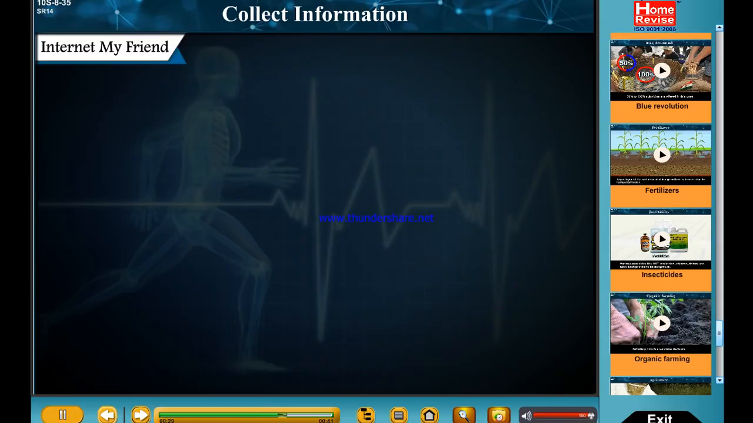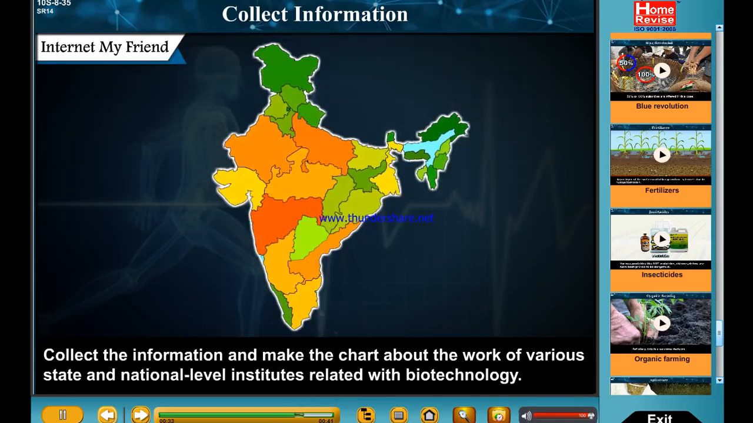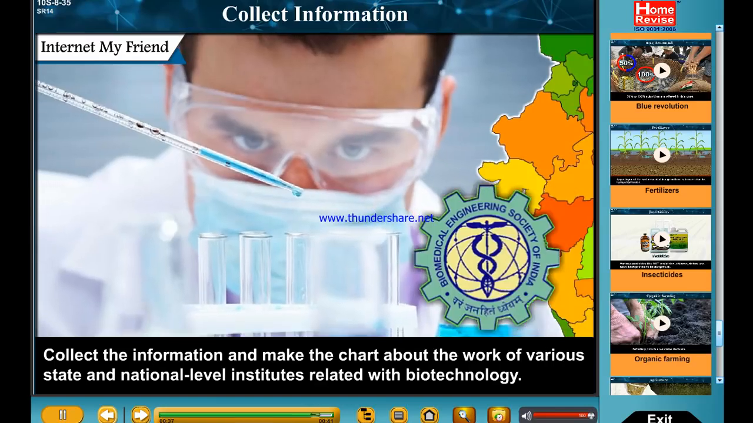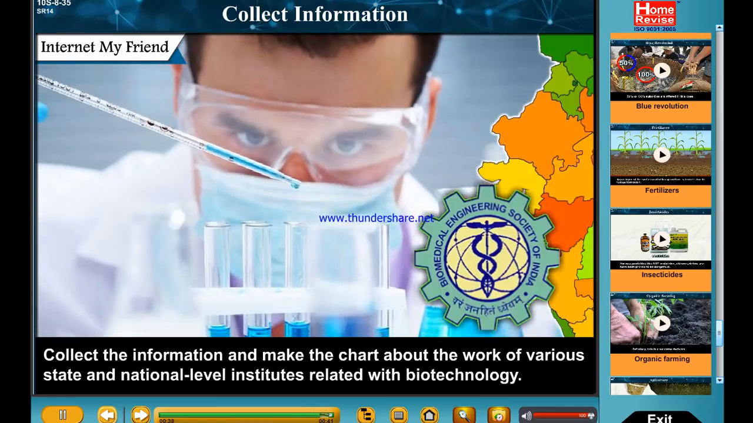Internet is my friend. Collect the information and make the chart about the work of various state and national level institutes related with biotechnology.